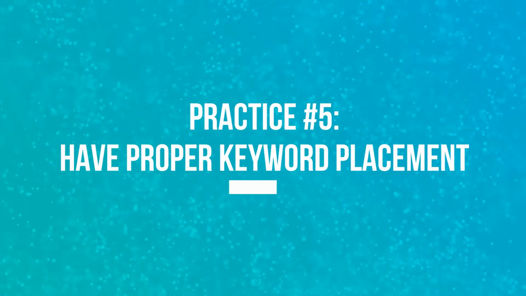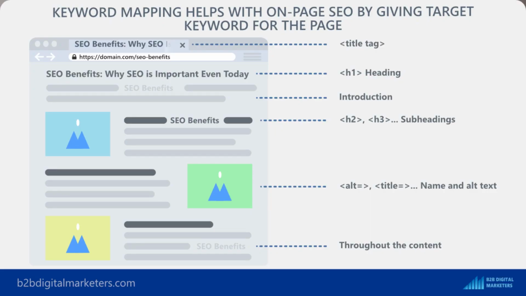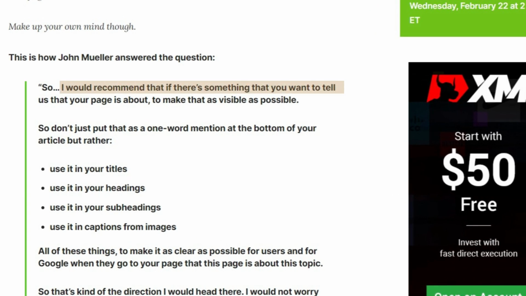When it comes to informational keywords or any primary keywords that you want to target, having proper on-page SEO will ensure users and search engines easily understand what your page is about. As said by John Mueller, I would recommend that if there is something that you want to tell us your page is about, make that as visible as possible.